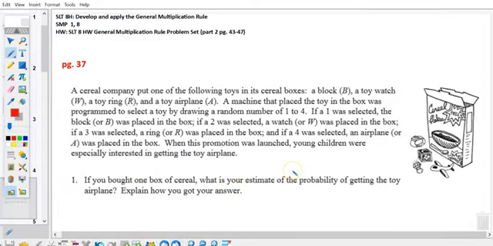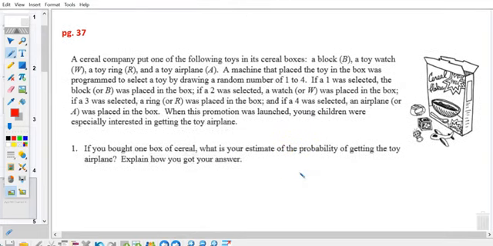Okay, so turn to page 37. Read along with me about cereal. A cereal company puts one of the following toys in cereal boxes: a block, a toy watch, a ring, or a toy airplane. The machine that places the toy in the box is programmed to select a toy by drawing a random number of 1 to 4.